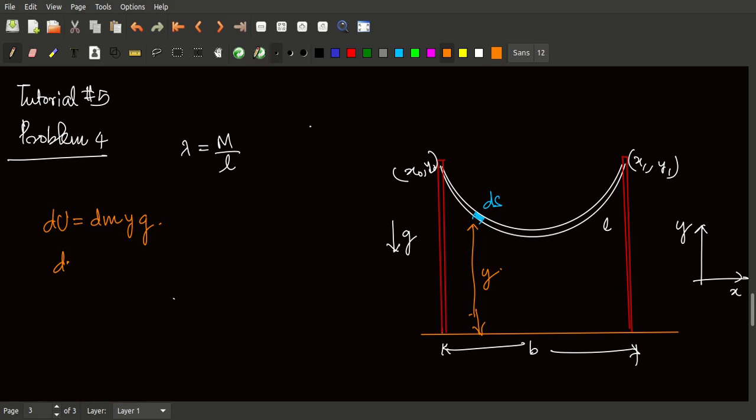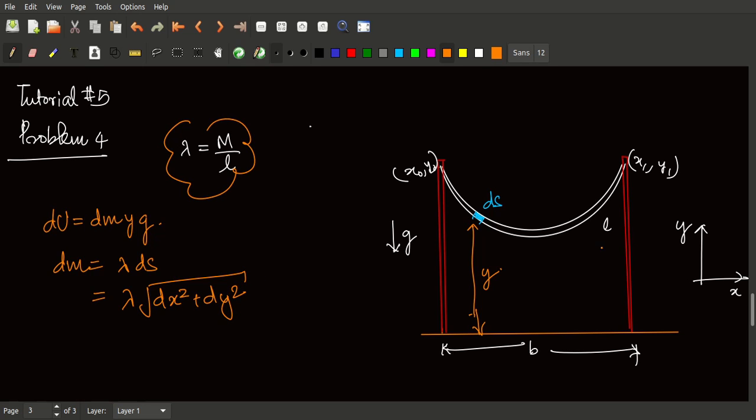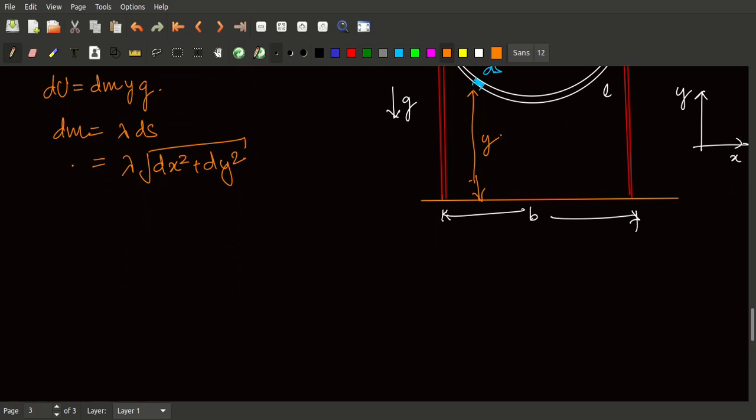So what is this dm? This dm is equal to lambda ds. Now what is ds? That is the square root of dx squared plus dy squared. I don't have to explain this, as we have been discussing from the first tutorial how to find that length element. So substitute it back into dU. You have dU equal to lambda g y times the square root of dx squared plus dy squared. This is your potential energy for the length element.